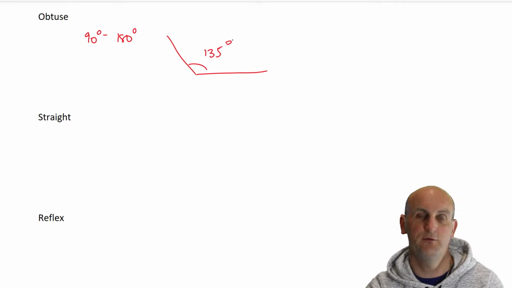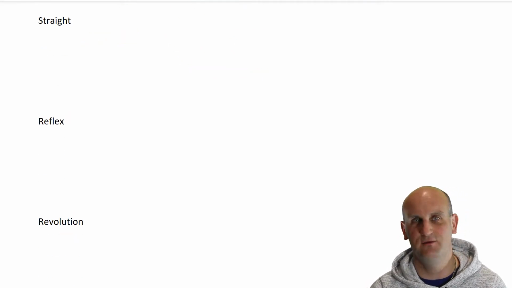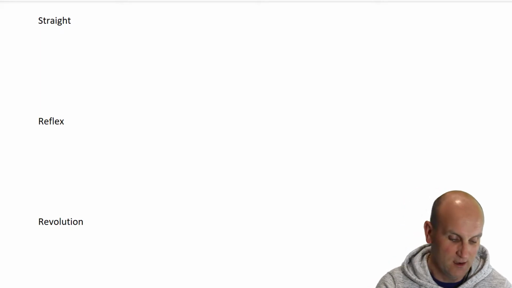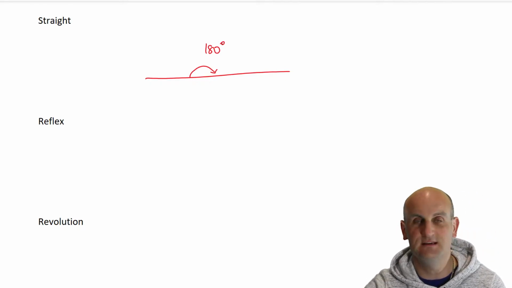So obtuse goes between 90 and 180 degrees. A straight angle, I have to say, I've never heard of that before. I'm like, a straight angle, what is that all about? It's just talking about a straight line. And what it's saying is that if I had a straight line, I have 180 degrees. See how this is building up?